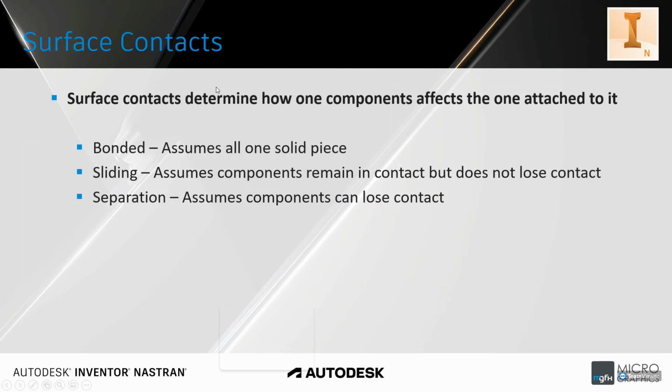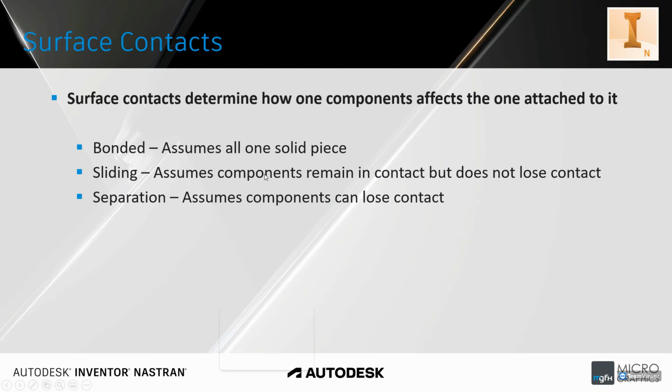Okay. And lastly, before we get to the live demo, we are going to talk surface contacts and just 3 main definitions, super simplified. Right? So remember, what are surface contacts? They determine how one component affects another one attached to it. Right? So you can have 3 main groups, and like I said, super simplified. Bonded will assume that all are one solid piece. So you will see that now in the example that I do in the demonstration.